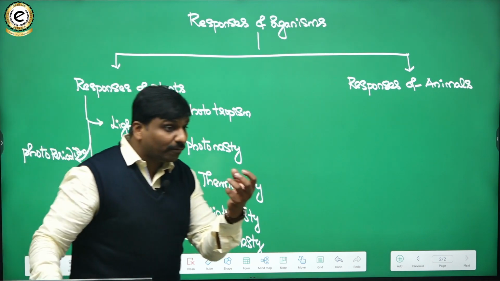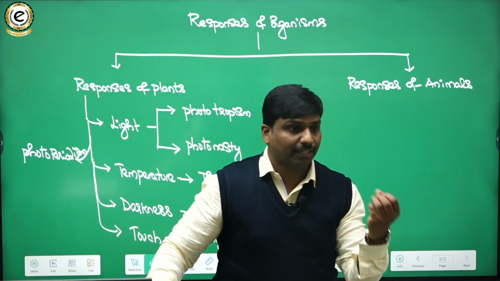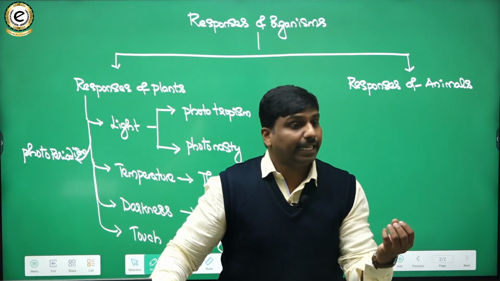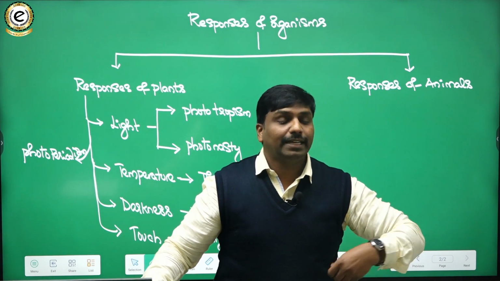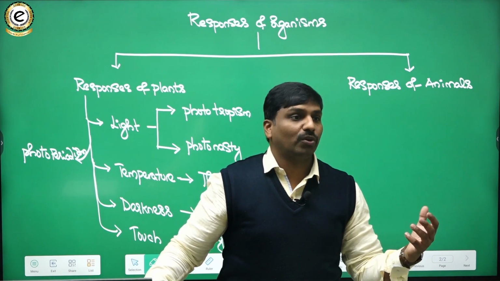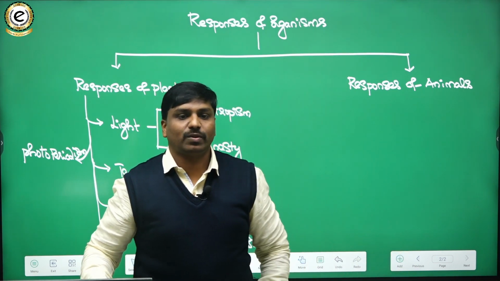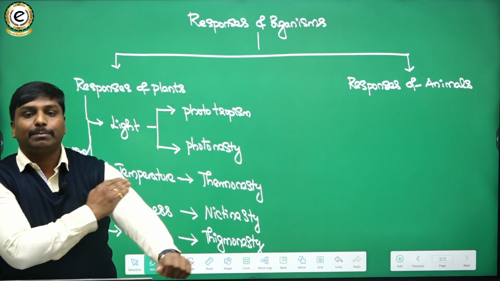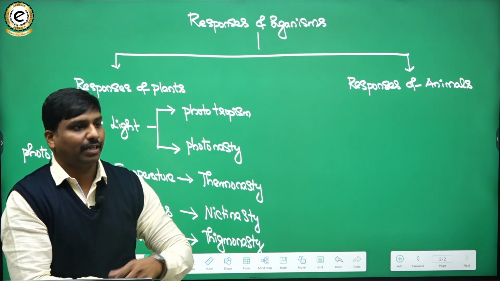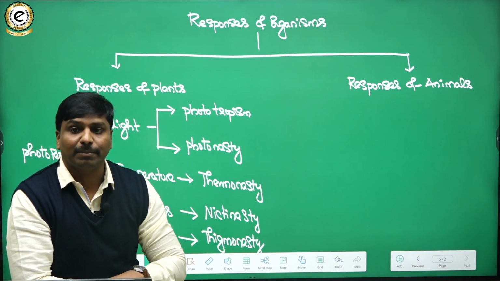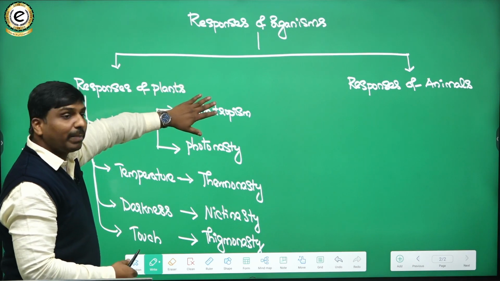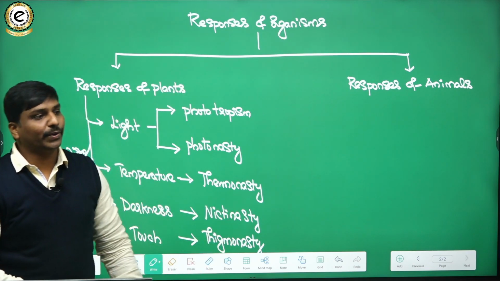So with respect to photoperiod, that is the length of the day: if the length of the day is more, then the plant growth would be more. If the length of the day reduces, plant growth will get reduced. So that is another type of response that plants will show. They are all nothing but various responses of the plants to the various abiotic components.